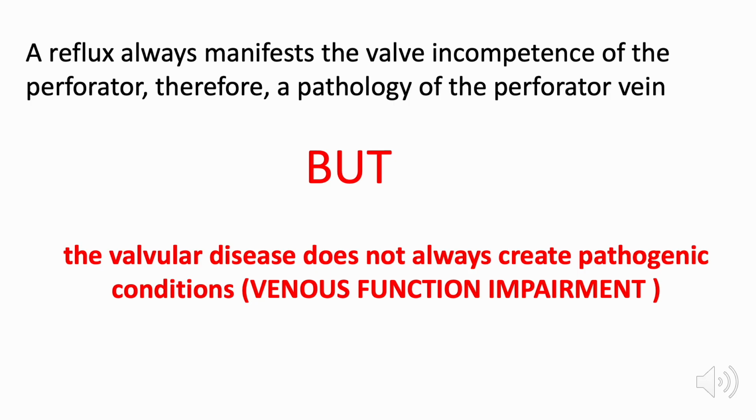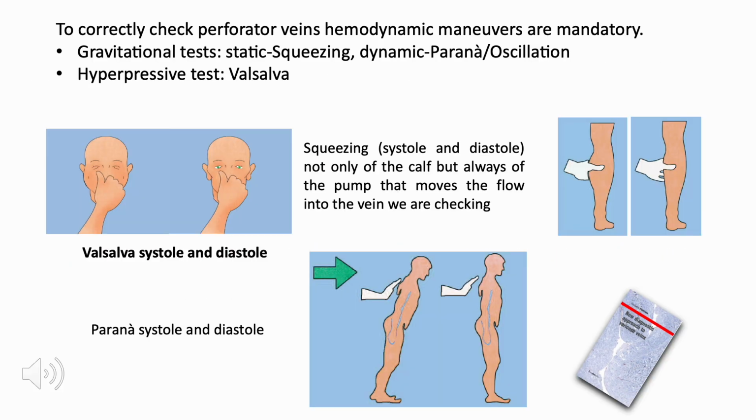A reflux always manifests the valve incontinence of the perforator, therefore a pathology. But this valvular pathology does not always create pathogenic conditions affecting the venous function, loss of drainage or preload of the right heart. Hemodynamic maneuvers are necessary to check the flow in perforator veins. Squeezing alone is not sufficient to check correctly a perforator vein as well as a venous path. The flow in a perforator vein must be checked at rest and in the systolic and diastolic phase of the pumps.